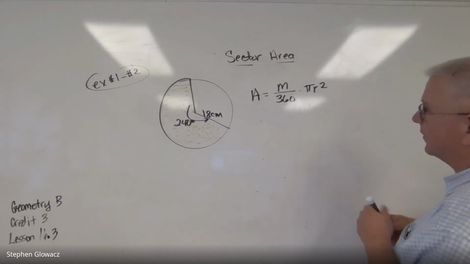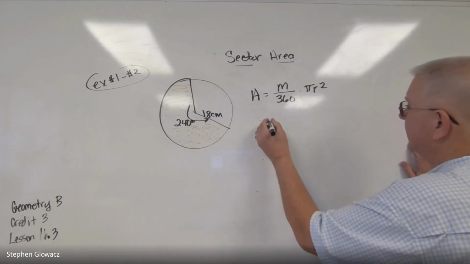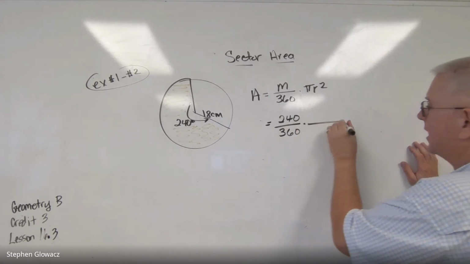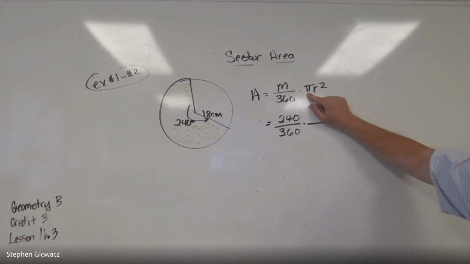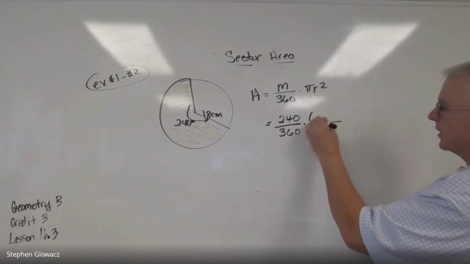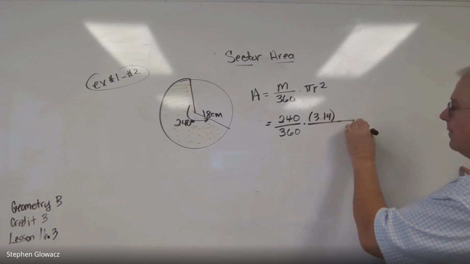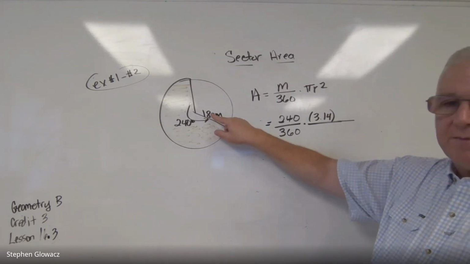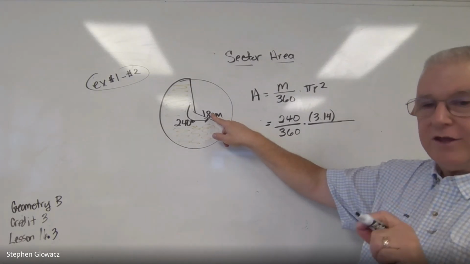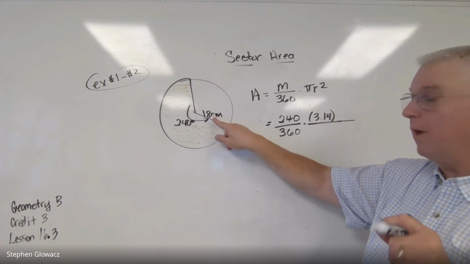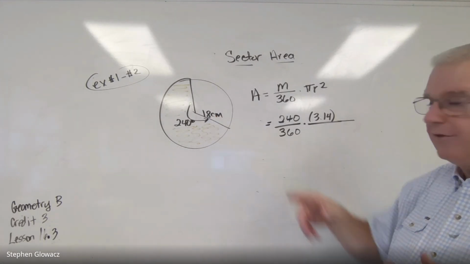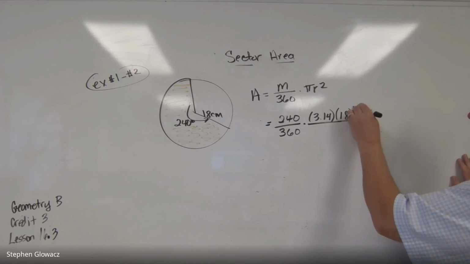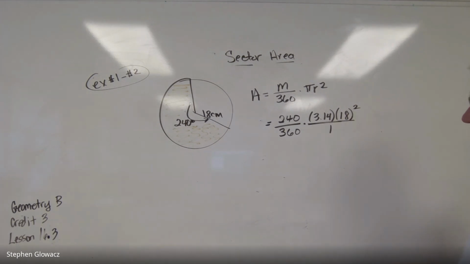So let's start with m. M is the measure of the angle, as we said, so that's 240 over 360. Pi is 3.14, so we substitute 3.14 for pi. And our radius is 18 centimeters. For now we'll just write 18, but in our final answer we want to put that unit, and in fact it'll be square centimeters because we're doing area. Even though it's sector area, it's still area. So the radius is 18, so 18 squared, and we'll have 1 in the denominator.